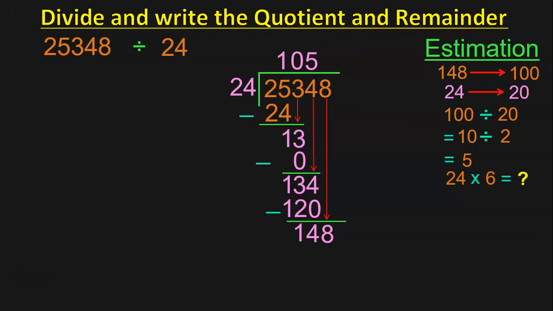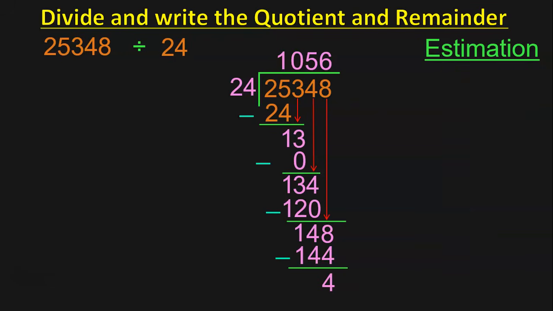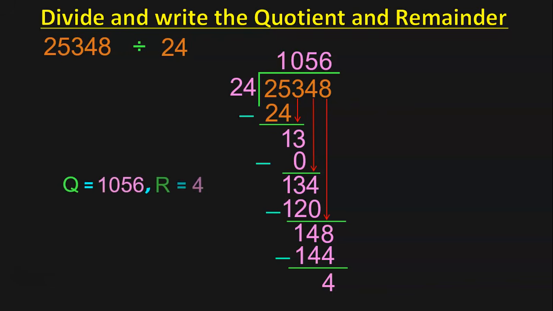Try with 24 into 6. Let us see what is 24 into 6. 6 fours are 24, 4 carry over 2. 6 twos are 12, 12 plus 2, 14. So let us take the quotient to be 6. So 24 into 6 is 144. And when we subtract these two, you get the remainder to be 4. So what is our quotient and remainder now? Quotient is 1056 and remainder is 4.